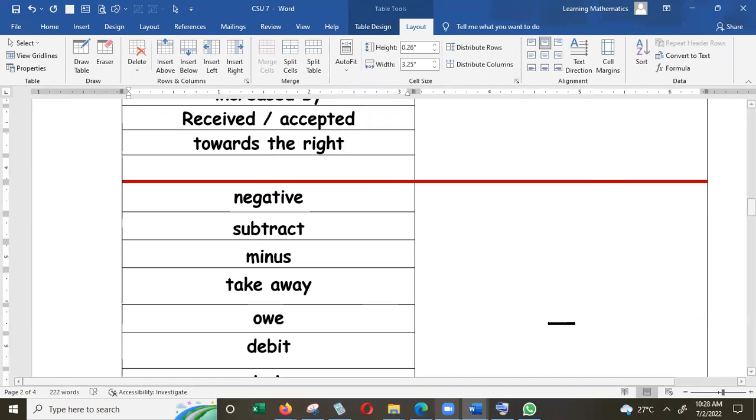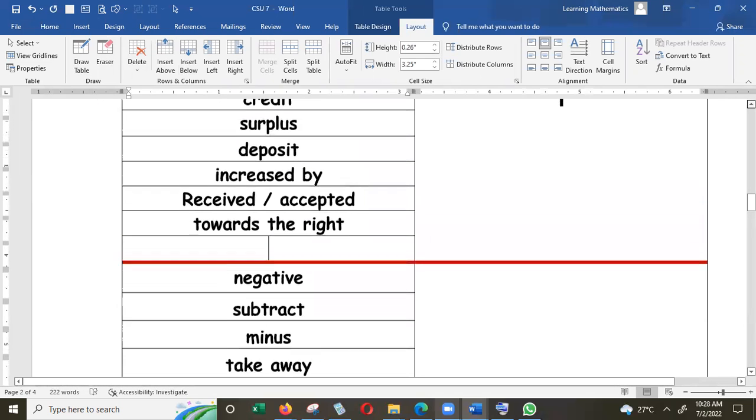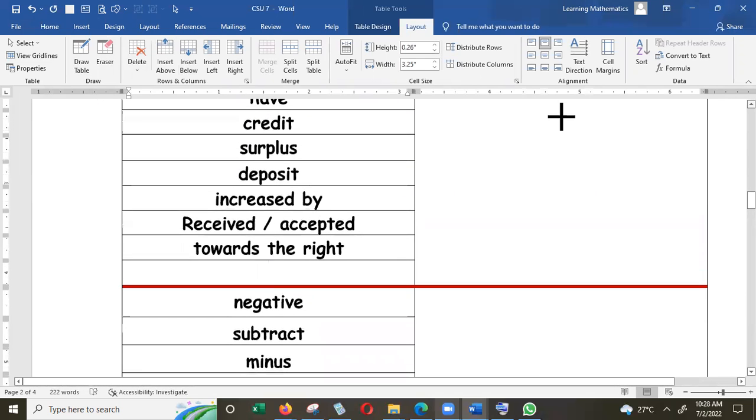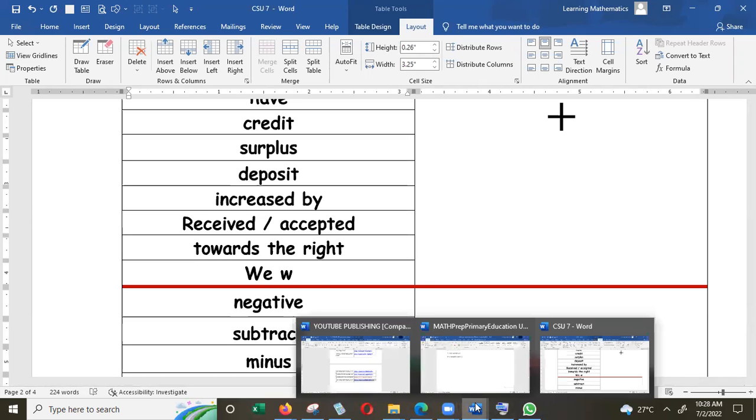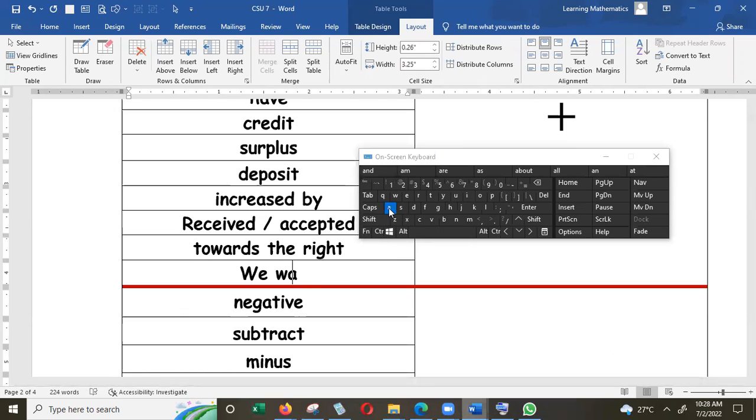So the positive sign can also be, in certain instances, translated to mean we want. You will see that in a while. We'll do an example of this one. We want. So if you say we want, then this could be interpreted as a positive sign.